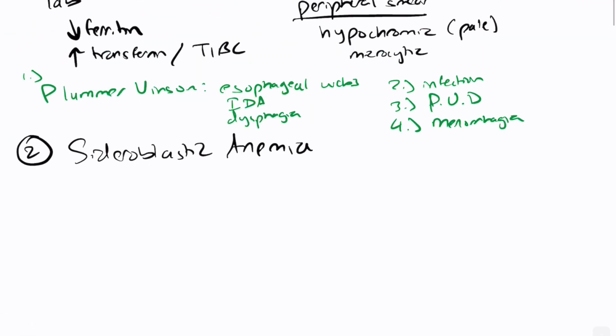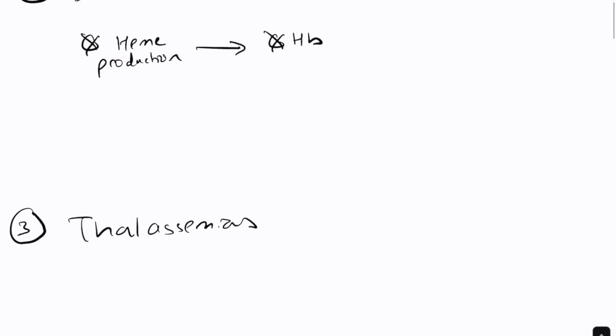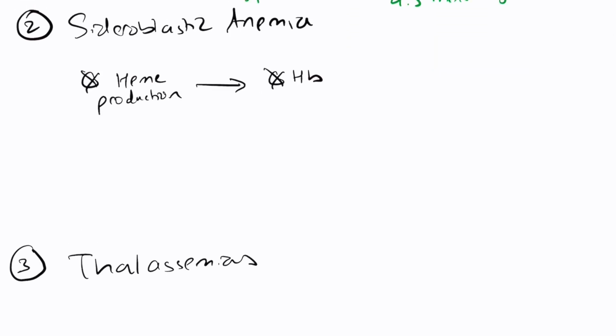Now let's move on to sideroblastic anemia. What's happening is that there's a failure to produce heme. So failure in heme production. And because there's a failure in heme production, there's not going to be any hemoglobin. Because if you don't produce heme, it's not going to integrate properly into hemoglobin.